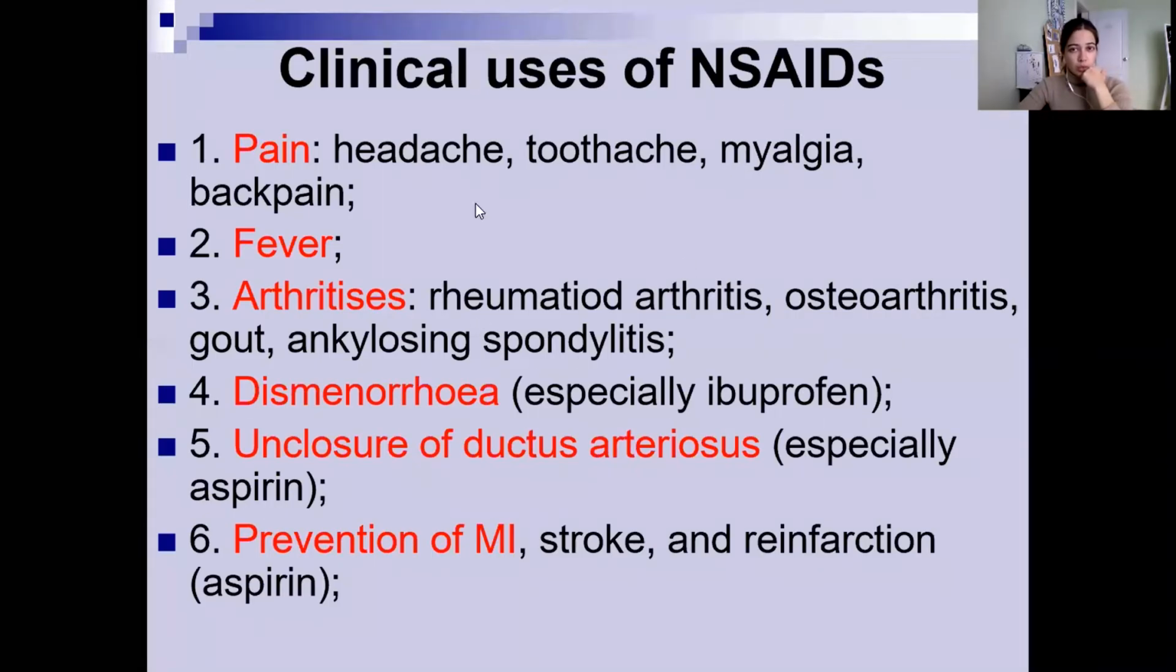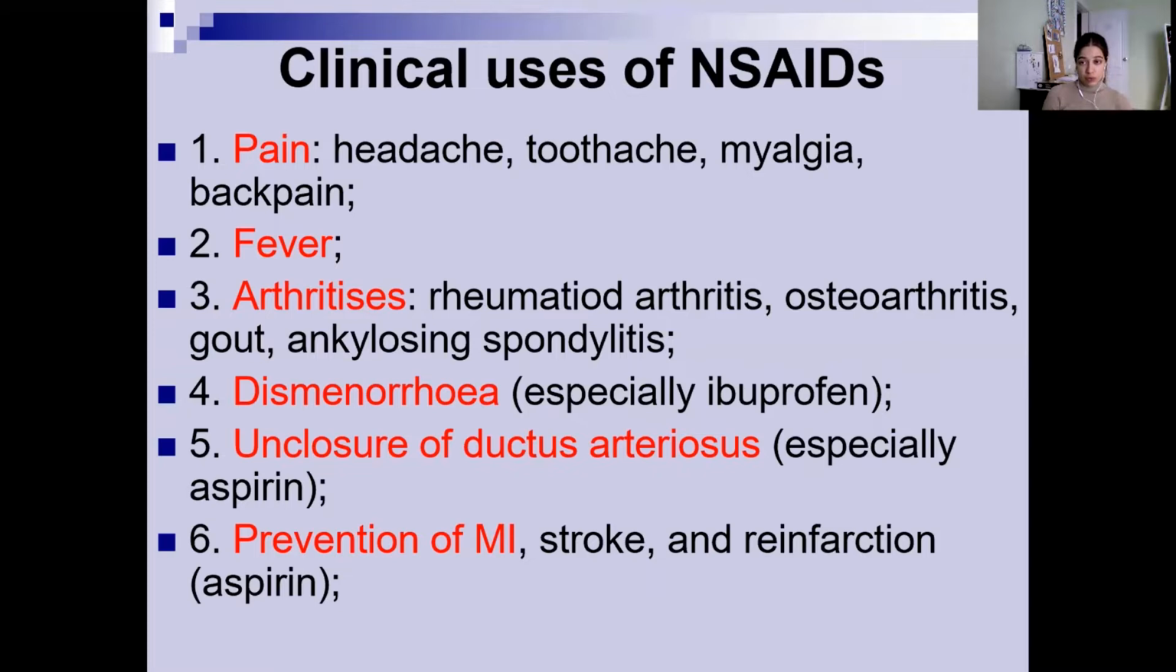Well, the clinical uses of non-steroid anti-inflammatory drugs are connected with pain like headache, toothache, myalgia, back pain. We have discussed that in the previous topic on narcotic drugs. When the patient has a severe pain, very difficult to stand, he has to use narcotic drugs. But if there is a pain which is acute, quite strong, but not that much, we can use the non-steroid anti-inflammatory drugs. We also call them painkillers because of that.